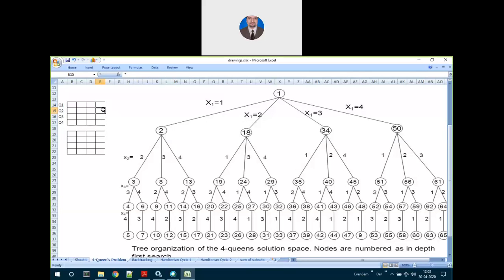Suppose let us take one more random value over here, say this one, 52 to 53.